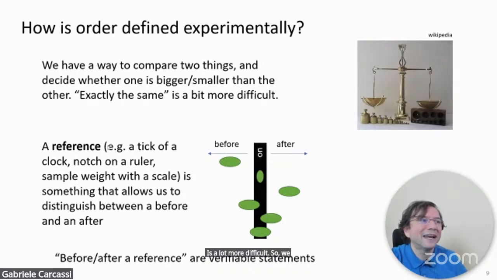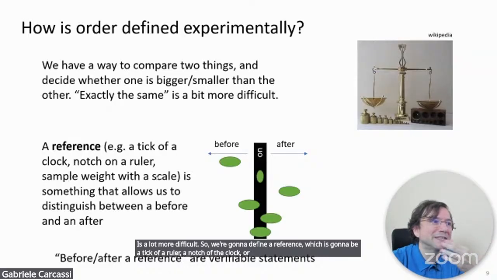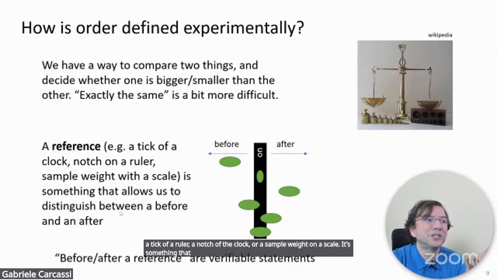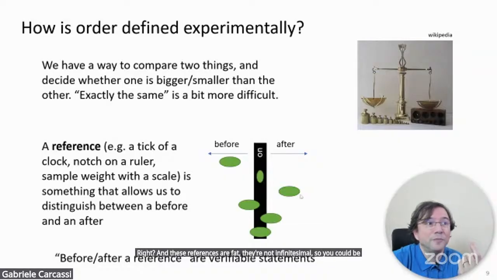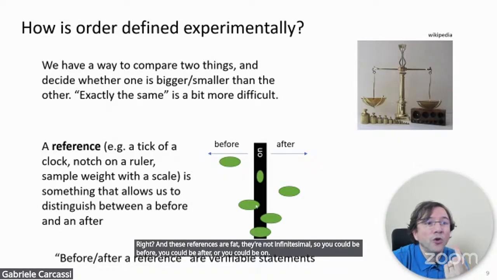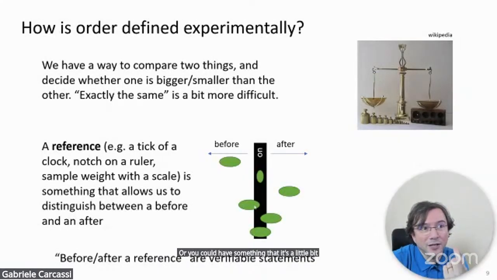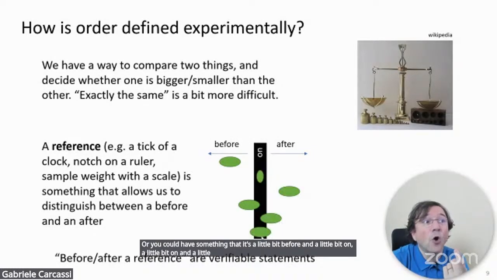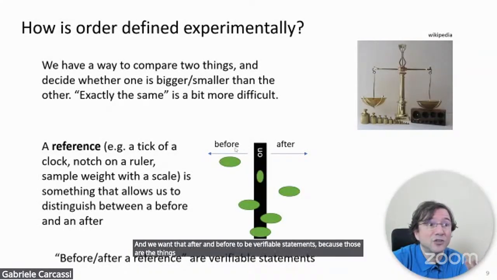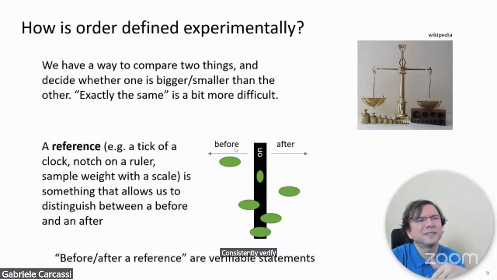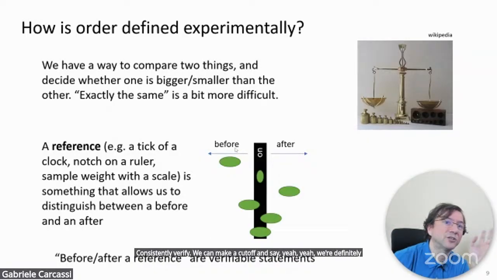So we're going to define a reference, which is going to be a tick of a ruler, a notch of the clock, or a sample weight on a scale. There is something that allows us to distinguish between a before and an after, right? And these references are fat, they're not infinitesimal. So you could be before, you could be after, or you could be on, or you could be a little bit before and a little bit on, a little bit on and a little bit after, or before, on, and after. And we want after and before to be verifiable statements, because those are the things that we can actually consistently verify. We can make a cutoff and say, yeah, we're definitely above or we're definitely below that reference.